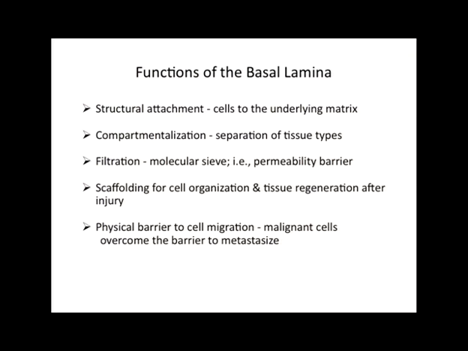Functions. What can this basal lamina do? Well, first of all, as you've seen, it is a structural attachment for the epithelial cell to the matrix. It separates the two tissue compartments. That can be important in metastasis. It is filtration, okay? A permeability barrier in terms of what will and will not get through and get into the epithelial compartment. There are some cells, like lymphocytes, that can cross that barrier. Dr. Becker probably talked about that, didn't he? Okay, important here, I hope we get to this at the end. Scaffolding for cell organization and particularly for tissue regeneration after injury.